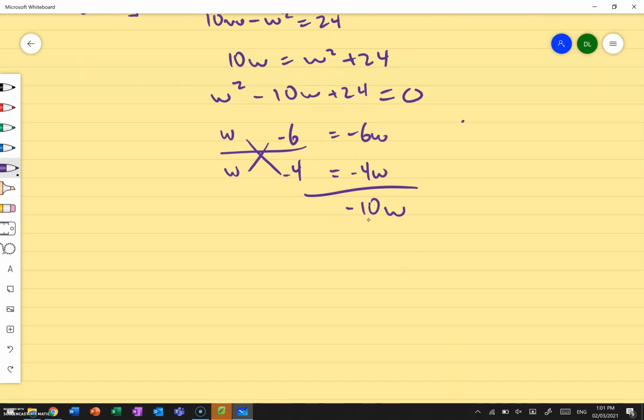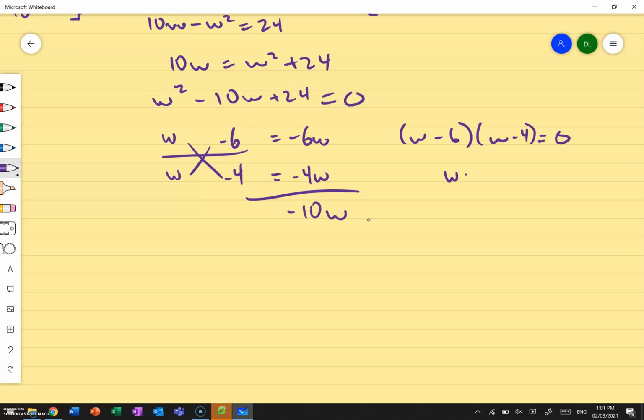I'm going to write that out. So I get brackets W minus 6, bracket W minus 4 equals 0. And from there, I know that W equals either 4 from this null factor over here, or 6 over here. Now we've defined our width as the shorter one, so therefore the width equals 4 centimeters and the length equals 6 centimeters.